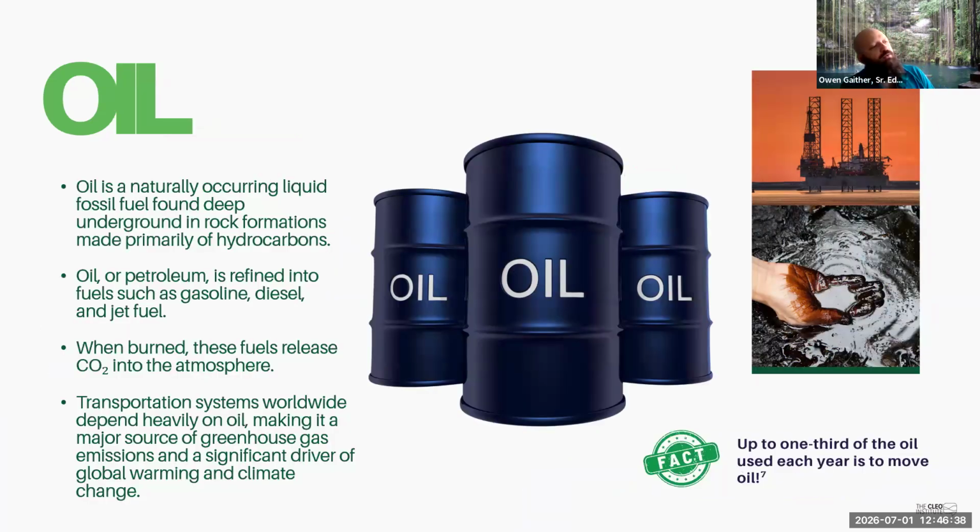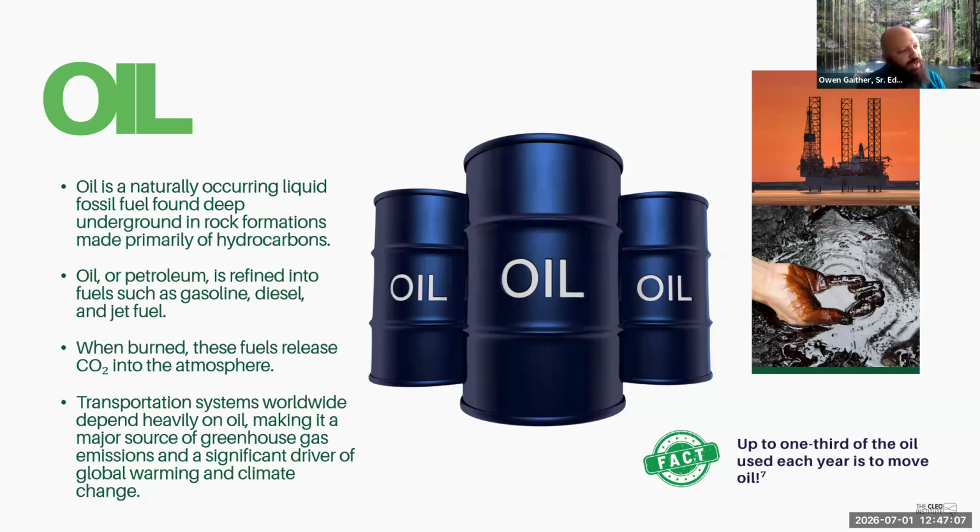Oil is a naturally occurring liquid fossil fuel found deep underground in rock formations, made primarily from hydrocarbons. Kind of cool. Oil or petroleum is refined into fuels such as gasoline, diesel, and jet fuel. When burned, these fuels release CO2 into the atmosphere. So the same thing that we were talking about for coal, as we burn oil for energy and we release those hydrocarbons, that CO2 goes into the atmosphere, thickening the atmosphere, creating a hotter planet for everybody.